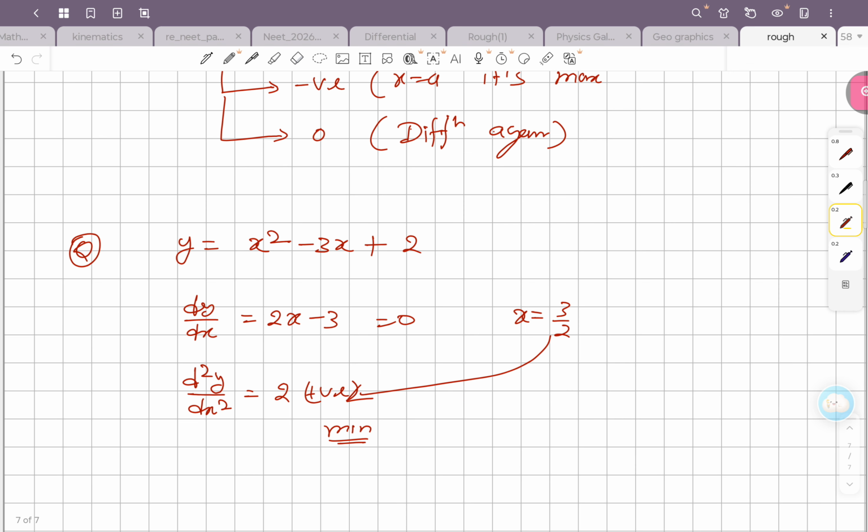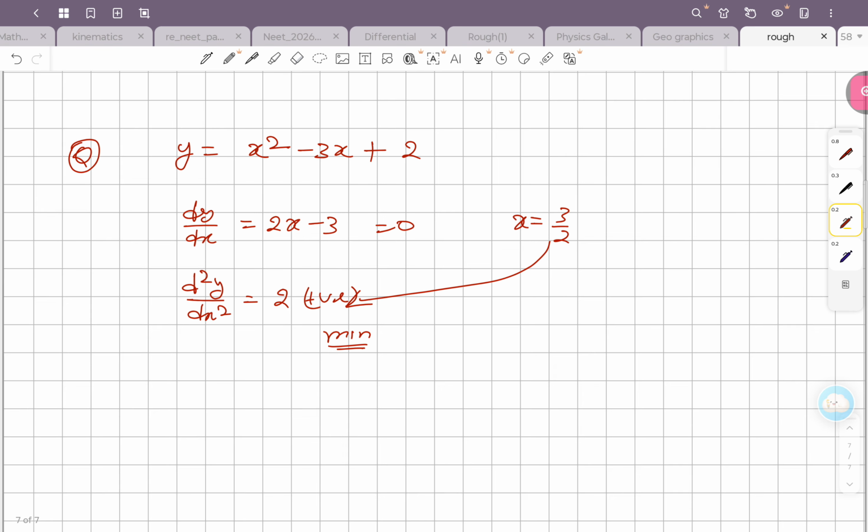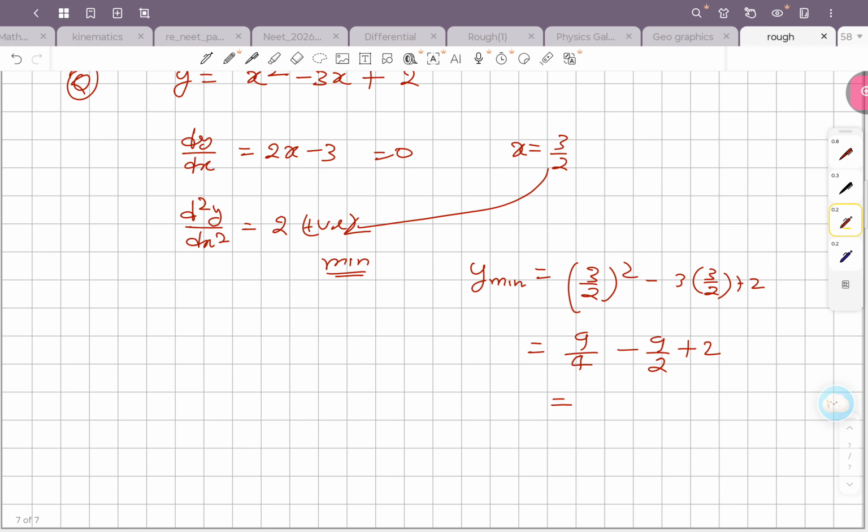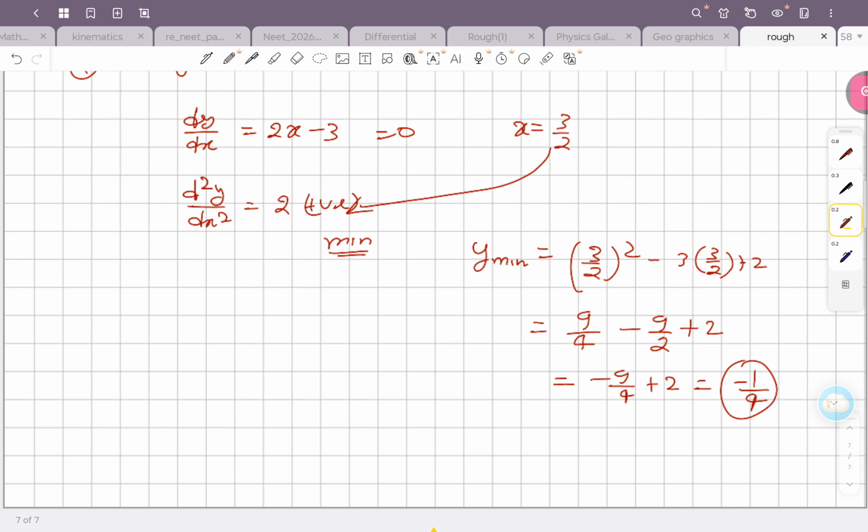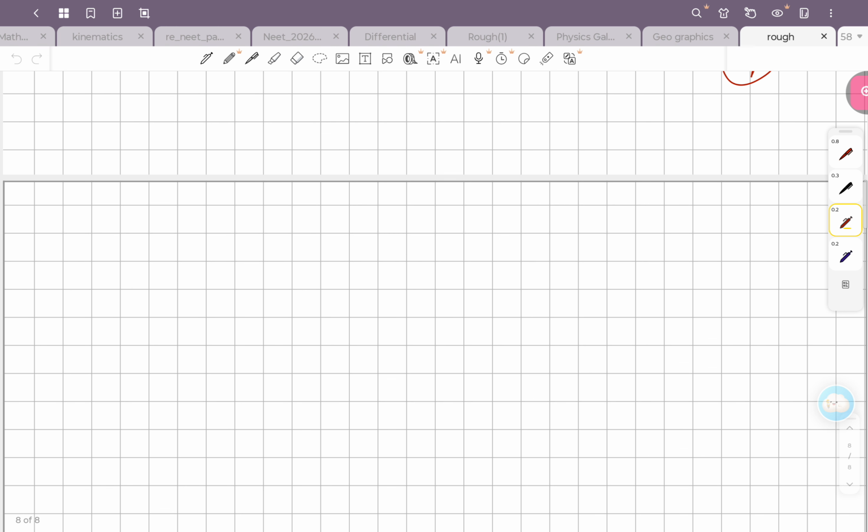At 3 by 2 the second derivative is always positive, it means minimum. It is always minimum. You can put this value and find the y minimum value, that is equal to 3 by 2 square minus 3 by 2 plus 2. So it is 9 by 4 minus 9 by 2 plus 2, that is minus 9 by 4 plus 2, equal to minus 1 by 4. So it is the minimum value. I think you understand how you can find the minimum value.